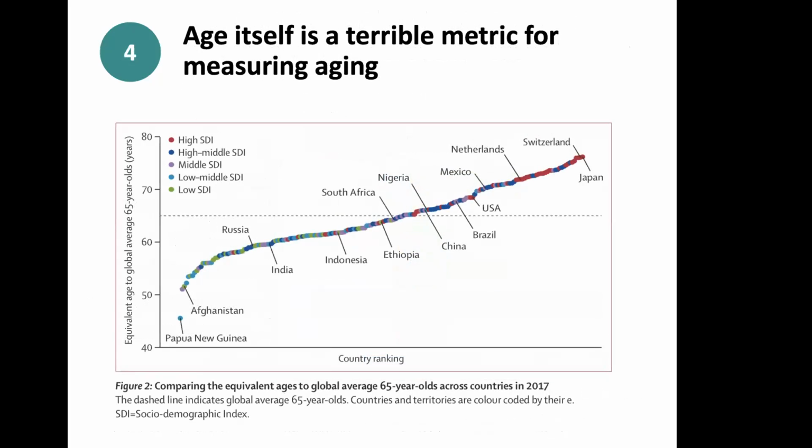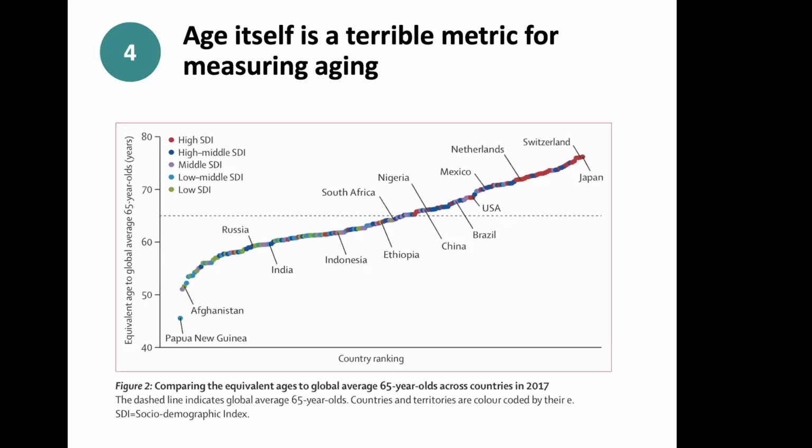The fourth key message is, again, to reiterate what I said earlier, and I still believe it: chronological age itself is a terrible metric for measuring aging. This graph is mainly to drive home that point. We conducted an equivalent age analysis, and we tried to show, in each country, at what age one would have the same age-related burden rate as the global average 65-year-old.